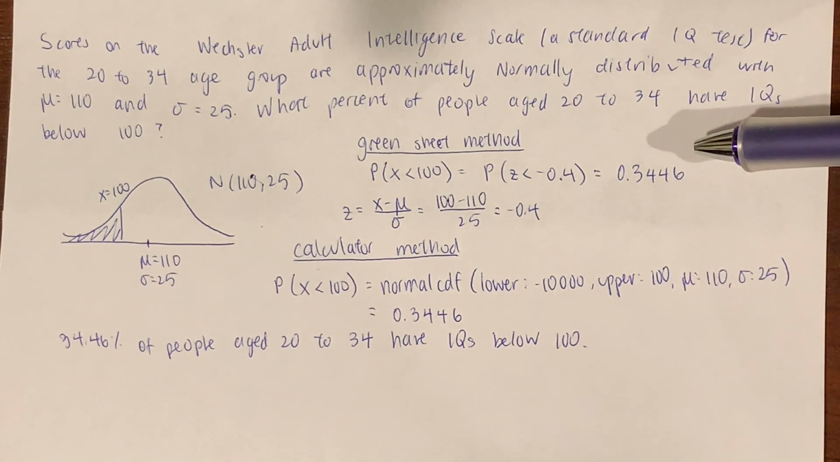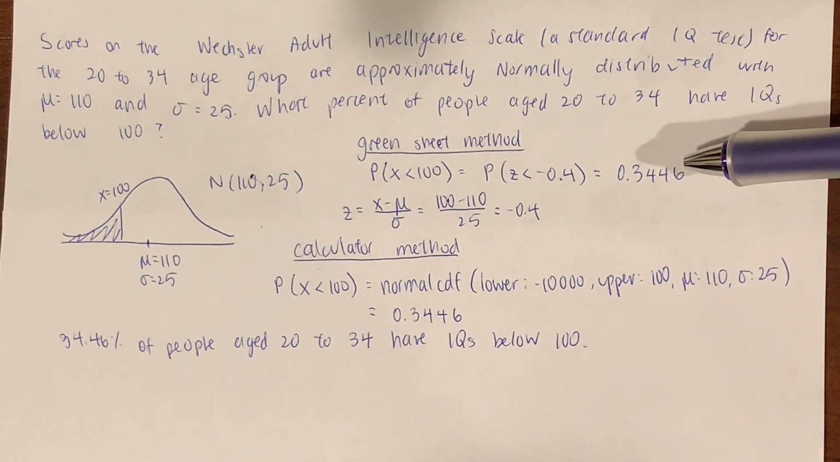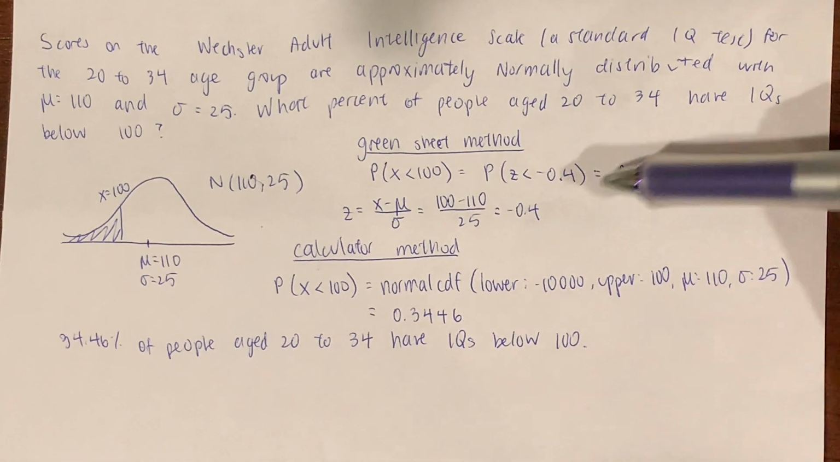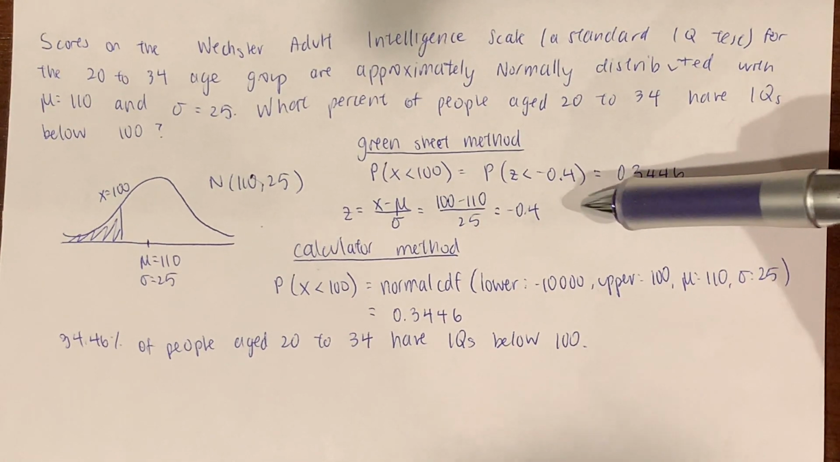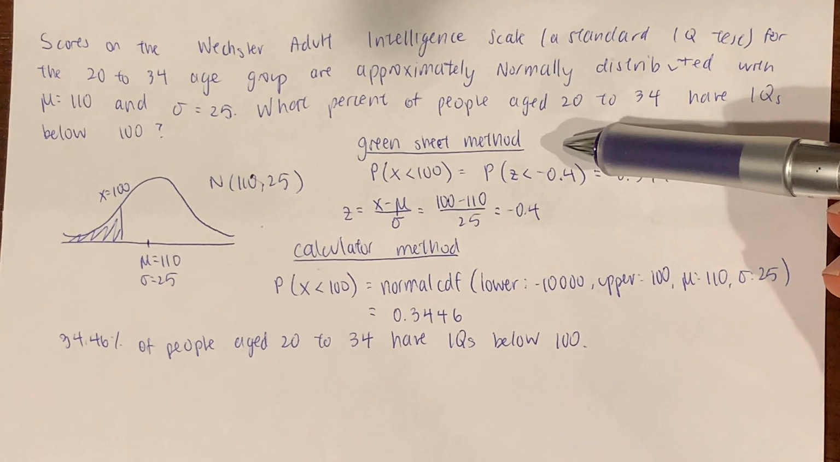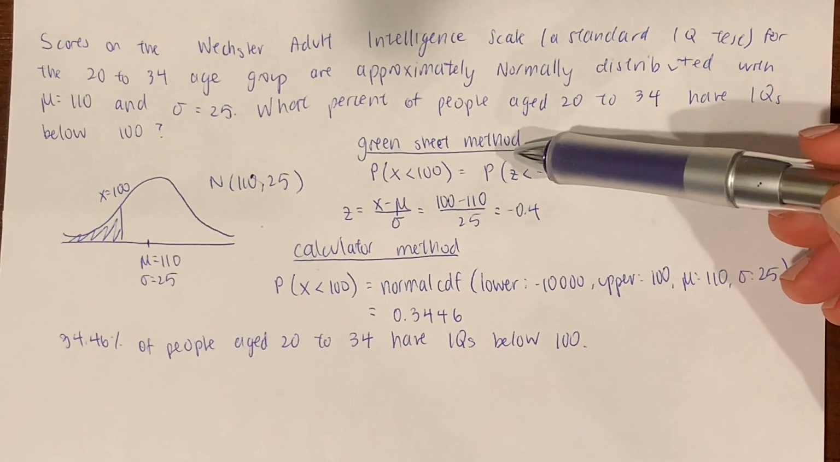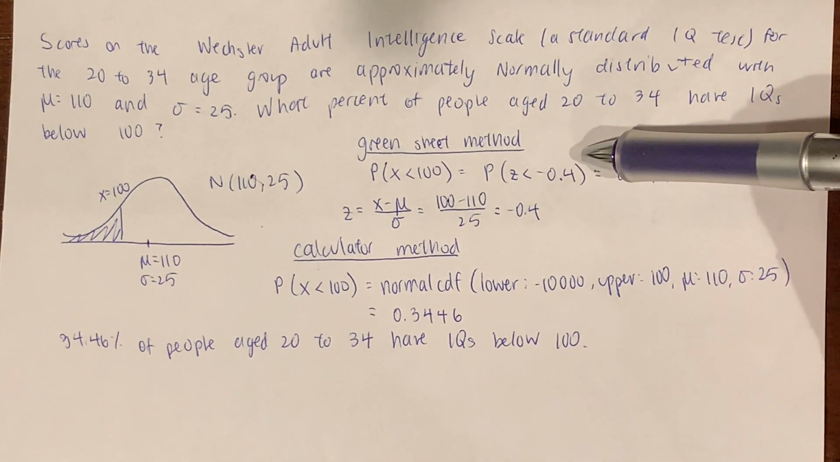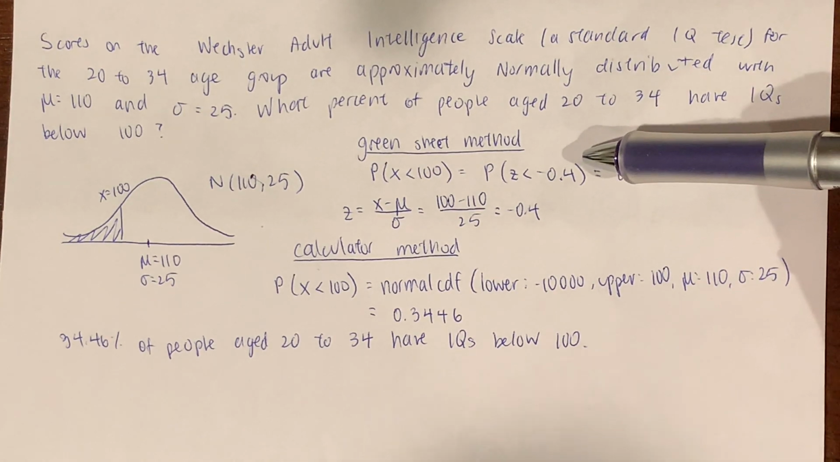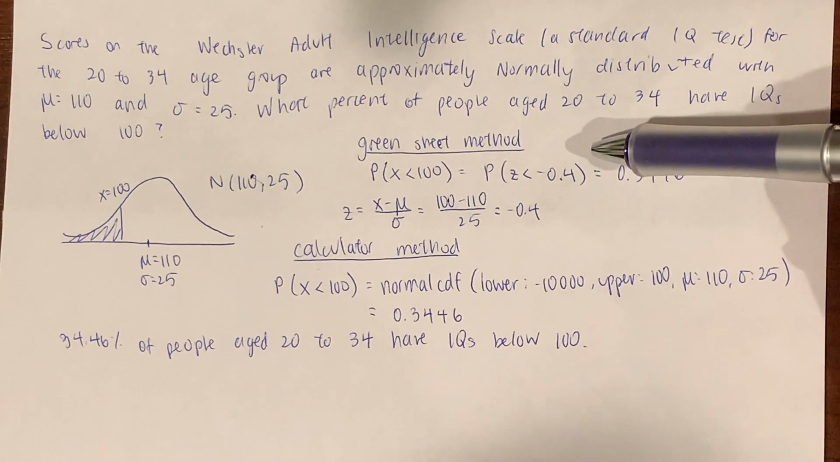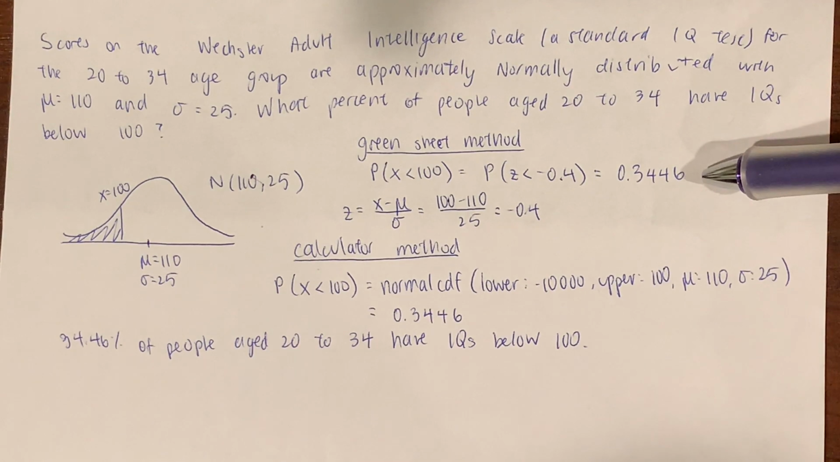One of them is using the green sheet, or otherwise using the table of standard normal probabilities. To do this, first we want to compute the z-score. We know the z-score is equivalent to x minus mu over sigma, and so plugging everything in, we get negative 0.4. Then we want to find the probability of x is less than 100, which is the same thing as the probability of z is less than negative 0.4. By writing it out this way, we're demonstrating that we understand the direction and the boundary. Looking at the green sheet, we find that this probability is 0.3446.